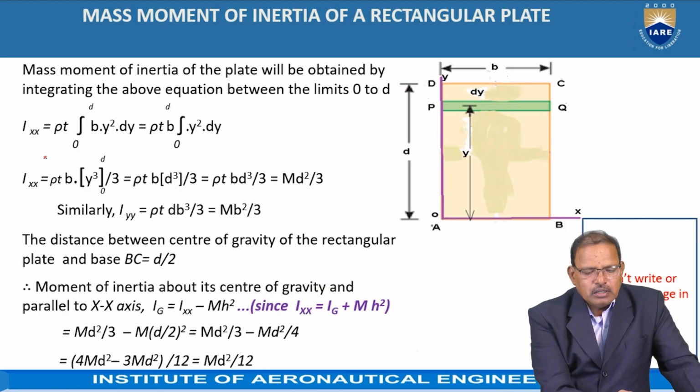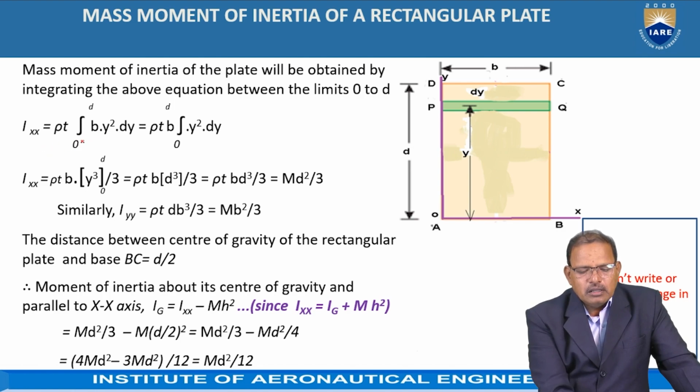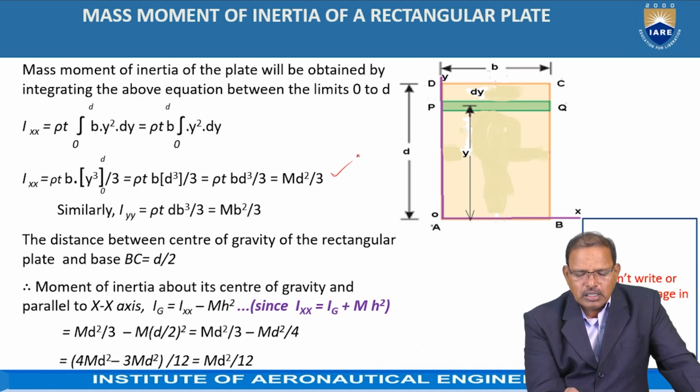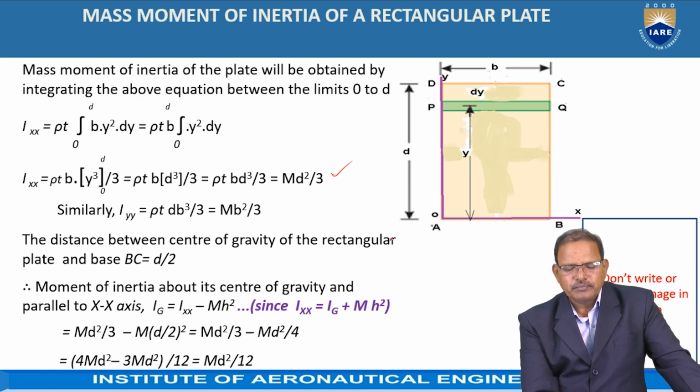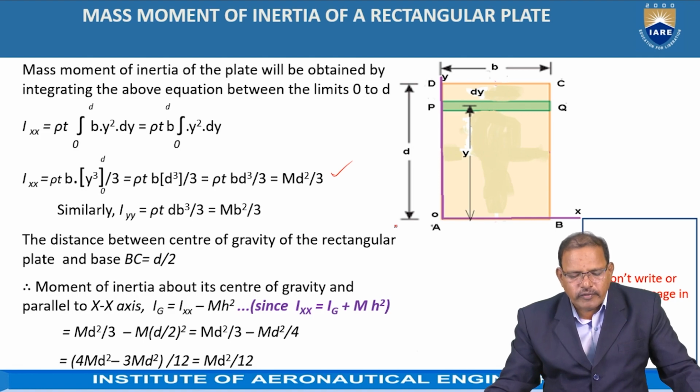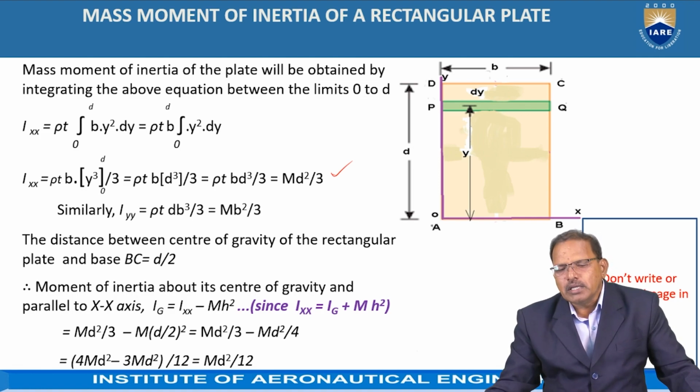So we got it now. Ix, the moment of inertia possessed by that entire object about the x-axis, is equal to the integral of rho t b y square dy. Rho t b is constant, so we take it out: y square dy with limits from 0 to d. On simplification we get md square by 3. This is our required answer. Similarly, IOA we can write as mb square by 3.